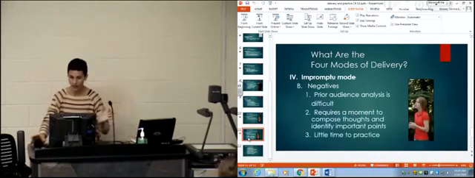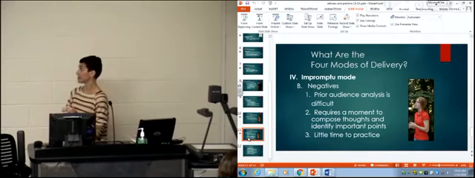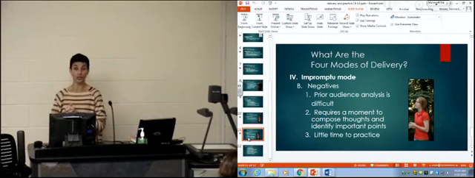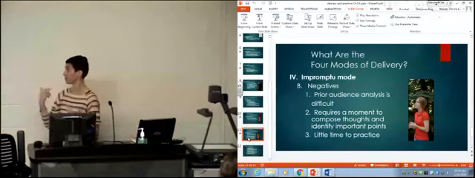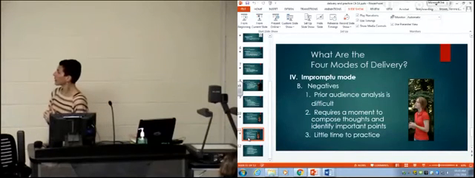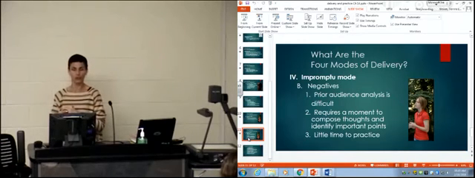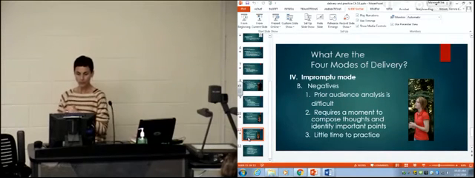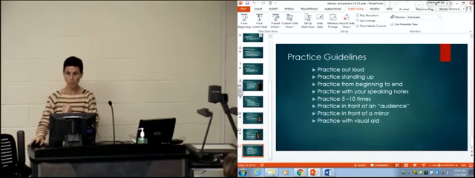And the negatives, you guys know. First of all, there's no audience analysis that you can do, usually, because you don't know what you're going to be speaking about, so you can't determine what they do and don't already know about it. And it takes a moment to compose your thoughts and identify your main points. And you don't get time to practice your response. But they're really something that you can get better at.